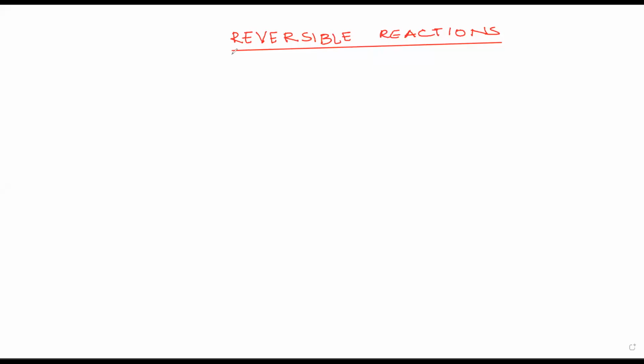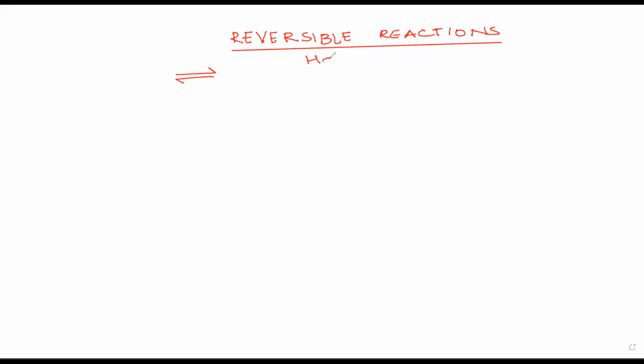Today in the class, we are going to start with the reversible reactions. The reversible reactions are the reactions which take place in the forward direction and which go in the backward direction also. They're represented by a double-headed arrow. Now, in our syllabus, we will come across two examples of reversible reaction.